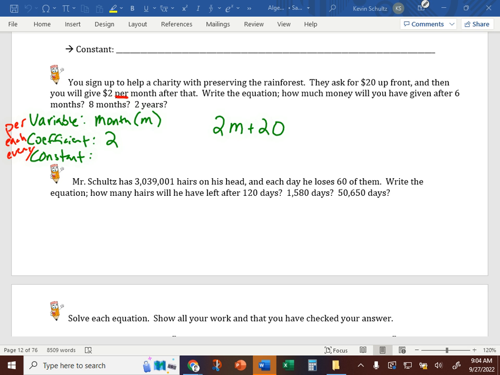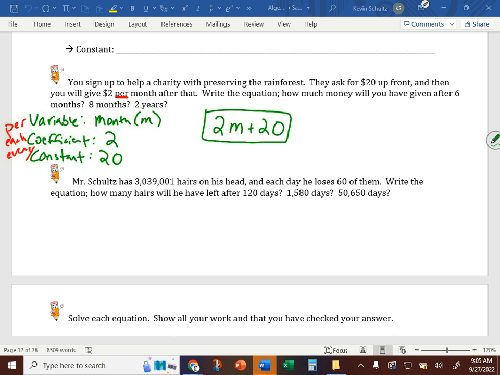And the constant. What is unaffected by how long you are a part of this charity? Izzy? The 20. You pay that 20 when you sign up for it, and whether you give to the charity for 1 month or 20 years, the $20 that you initially gave is still the $20 you initially gave. Okay, it's unaffected. So 2m plus 20 is the correct expression.